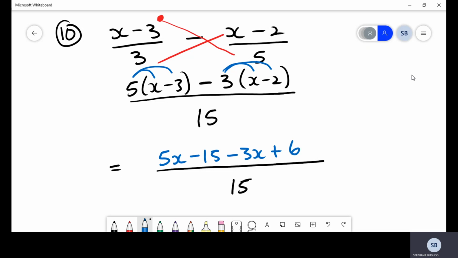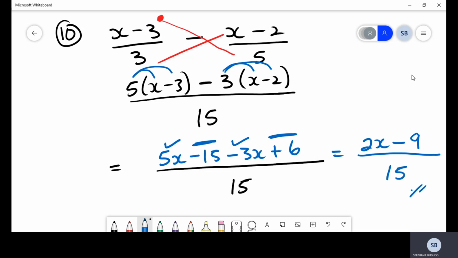We can simplify this to get 5x subtract 3x gives us 2x. And negative 15 plus 6. Notice I'm using these signs in front. Negative 15 plus 6 gives us negative 9. And we simply write back our denominator. And that's the answer for a question like this.